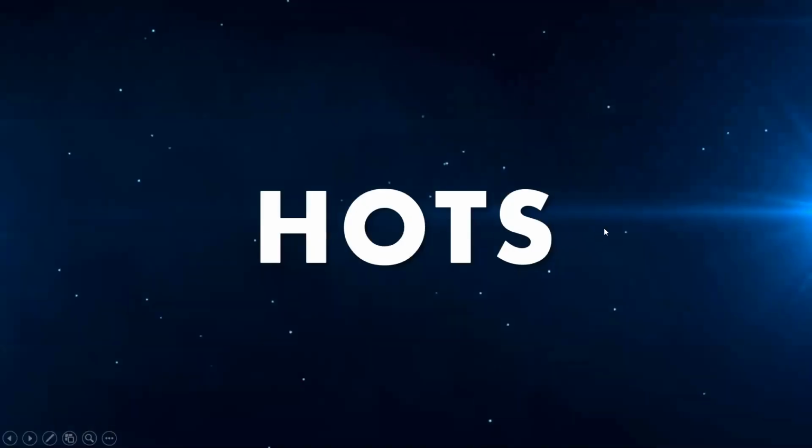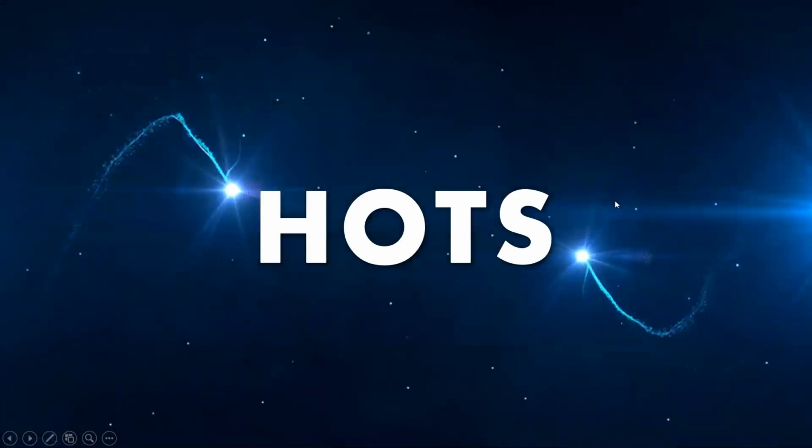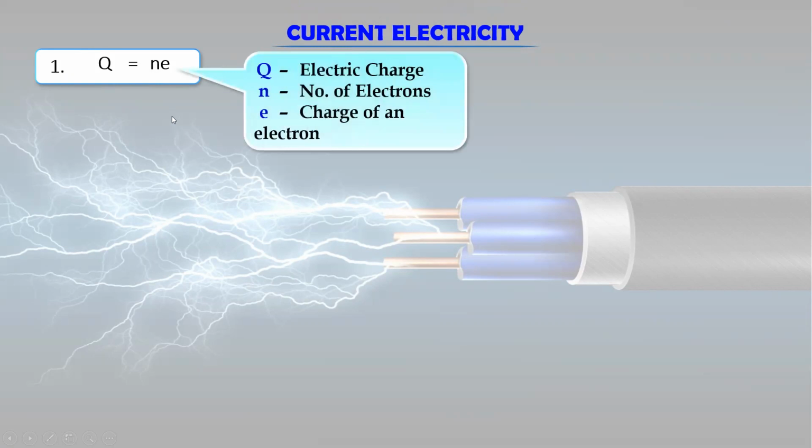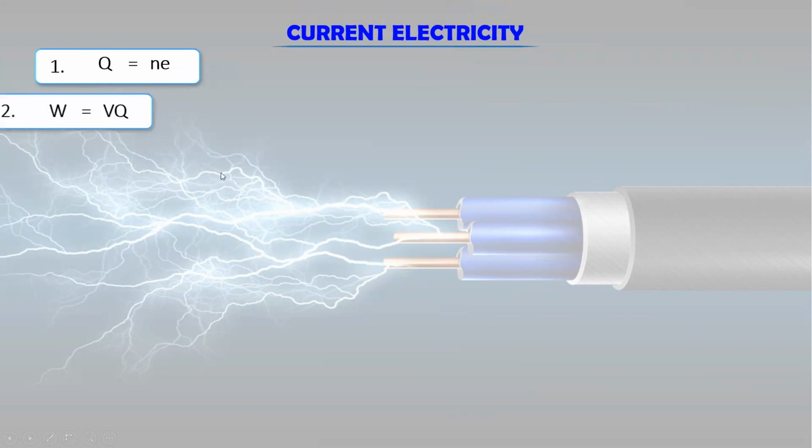So we'll be moving on to the second part, that is HOTS, right? Some typical sums, right? So before moving on to the sums, what we'll do is we'll go through the formulas, right? So the first formula is Q is equals to Ne, and we know what is Q, what is N, and what is E, right? Electric charge, number of electrons, and charge on one electron.